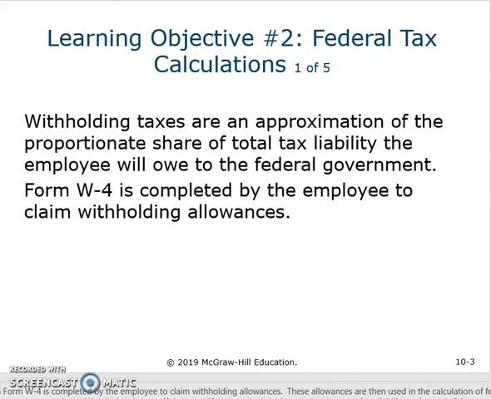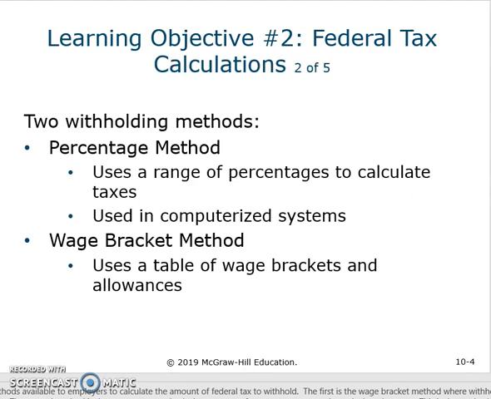The Form W-4 is completed by the employee to determine their withholding allowances for the tax year. This is normally completed when you take a new job. There are two methods that an employer will use to calculate the withholding amount. This is the percentage method, which uses a range of percentages to calculate the taxes, and this is used mostly in computerized payroll systems. And there's also the wage bracket method, which uses a table to calculate the taxes that are withheld based on the salary brackets and the number of allowances.